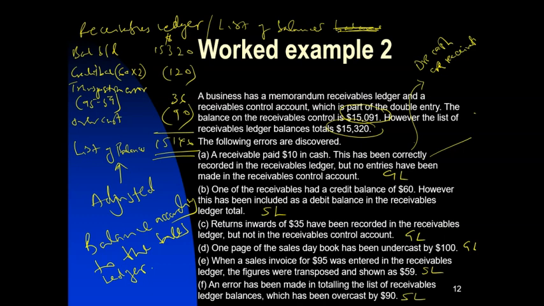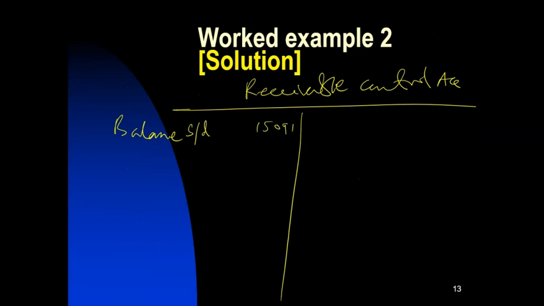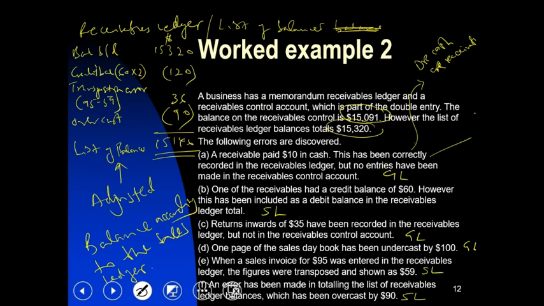Why are we crediting the receivable? Because this customer had paid. They have paid, so we want to reduce their receivable. So that's $10 should be recorded. All right, so cash $10. We are done with this part.